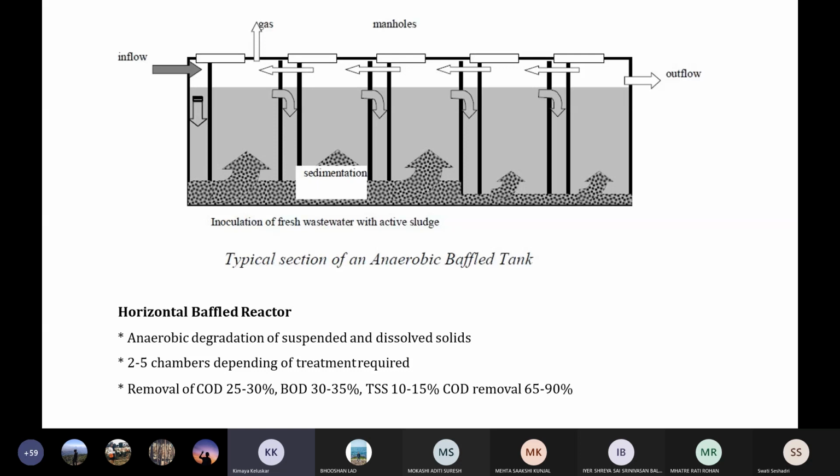So these are your horizontal baffle reactors, which work on a similar principle. It has these chambers. Now see the amount of sludge that gets deposited at the bottom in the narrow chambers. The initial tanks have much more sludge compared to the other tanks, which have less. And then there is an overflow of water. There will always be a vent pipe so that the gases accumulated at the top are taken care of.